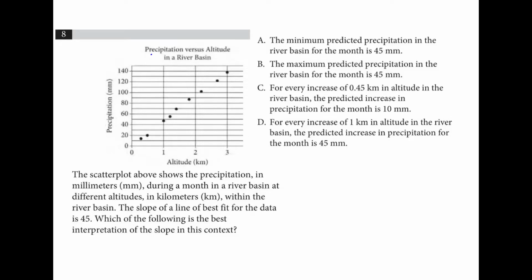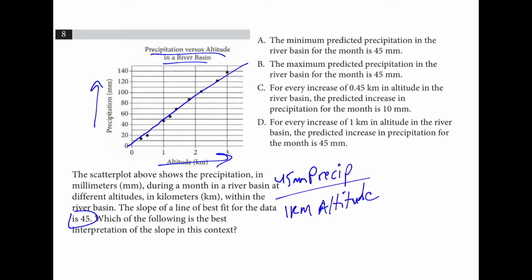This graph shows the precipitation versus the altitude in a river basin. As the altitude goes up, the rainfall goes up. So if we were to draw in a line of best fit, it's going to have 45 for the slope. If we remember that slope is rise over run, we can put this increase of 45 millimeters of precipitation on top and 1 kilometer of altitude on bottom. And that matches up here with the numbers for D.